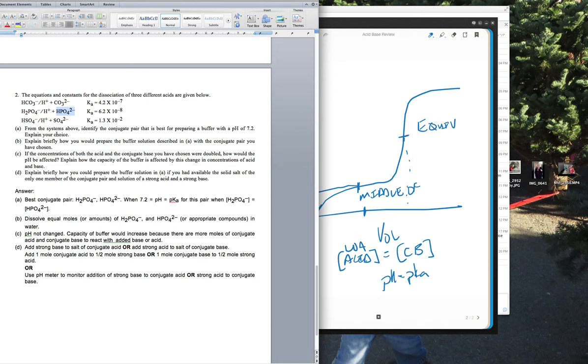If you remember the acetic acid and sodium acetate, that's a really popular buffer, and that's a really popular question in AP exams. But there are a bunch of other options, like adding a strong acid to the salt of the conjugate base. So if you had the HPO42 minus, you could add the strong acid.